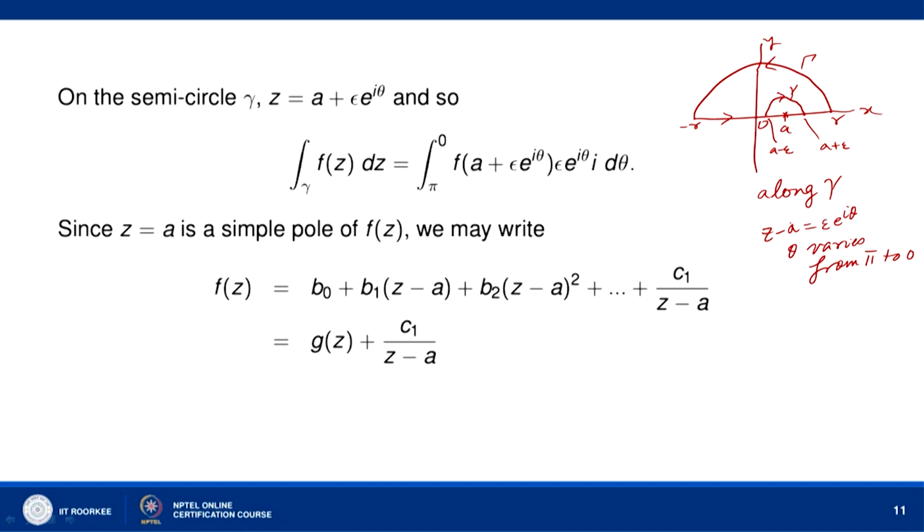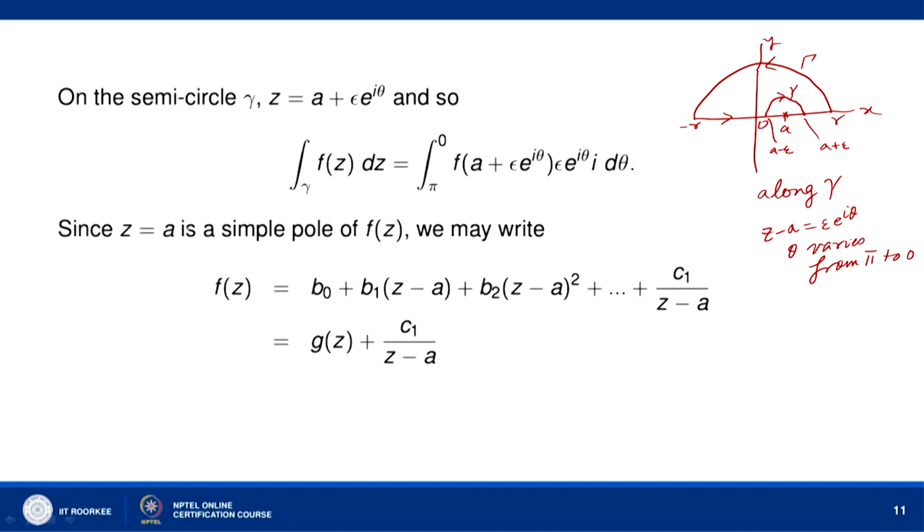Okay, z minus a equal to epsilon e to the power i theta, or we can say z equal to a plus epsilon e to the power i theta. So, the integral over gamma of f(z) dz will be the integral from pi to 0, because theta varies from pi to 0, of f(a plus epsilon e^(i theta)), and dz, from z equal to a plus epsilon e^(i theta), gives dz equal to epsilon e to the power i theta into i d theta. So, this is what you get.